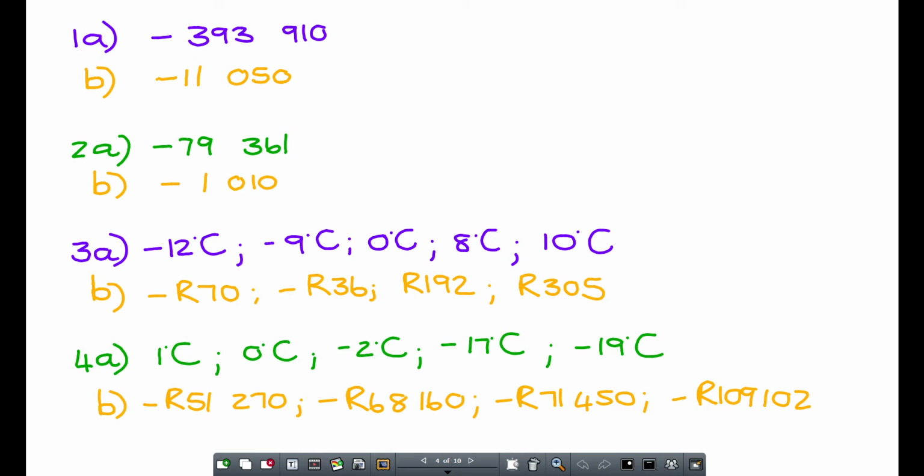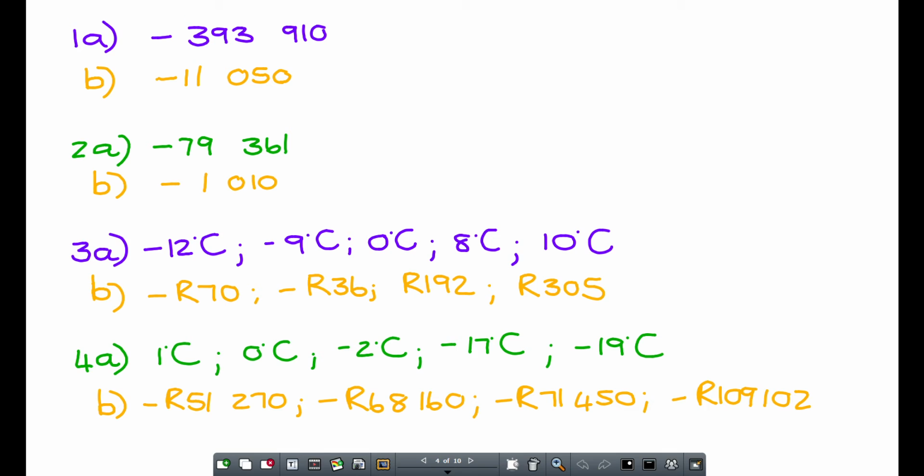Arrange these numbers in descending order. Now descending means it's going down. So I start with the big ones and then I go towards the smaller numbers. So at 4A, you're going to start with 1. That was the only positive number. Then 0, and now we've got to look at our negative numbers, and we go from the ones closest to the 0, and then move further and further away. So that's why we first have minus 2, then minus 17, and then minus 19.